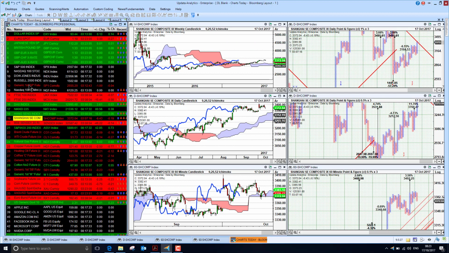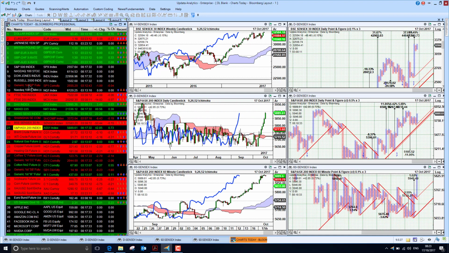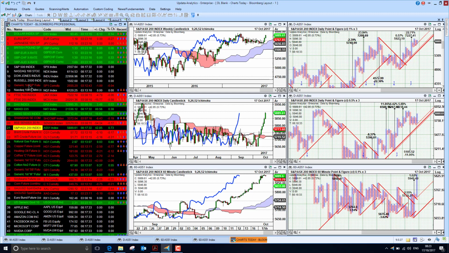And the Shanghai Composite holding above the cloud as well. The Indian market looking much, much stronger, again just nudging new highs, and the Australian market really has taken off the last few days, so looking a lot better there too.